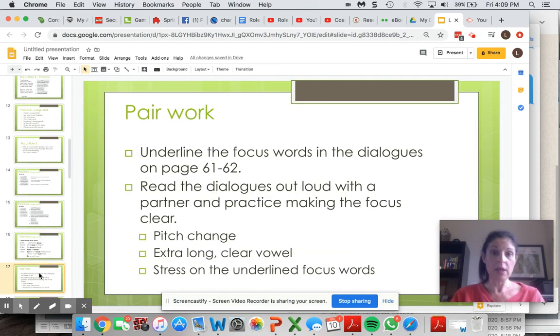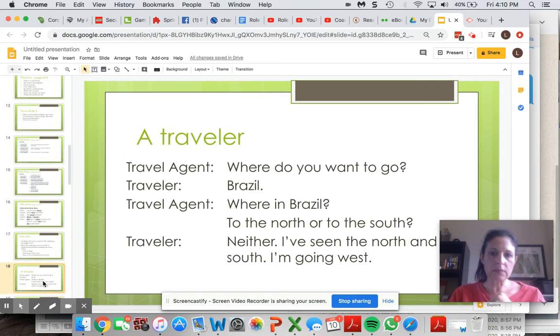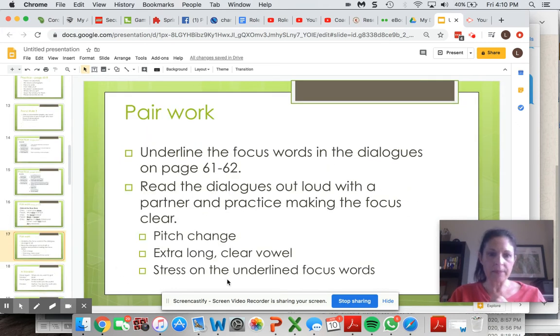All right. So let's go on to another exercise. This is some more pair work. You're going to figure out by underlining or looking and thinking which is the focus word in the dialogue. You're going to read the dialogue out loud with a partner and then do the pitch change and the long clear vowel on the stressed syllables of the content words.